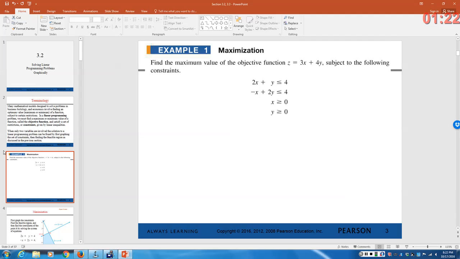Okay, so here we have this problem. It's not very different from the problems that we did in the last section. We've got 2x plus y is equal to or less than 4. Negative x plus 2y is equal to or less than 4. X has to be 0 or positive. Y has to be 0 or positive, which means that we're going to restrict our solution to the first quadrant. And the easiest way to do that is when we graph it, don't even graph any of the other quadrants, just graph the first one.